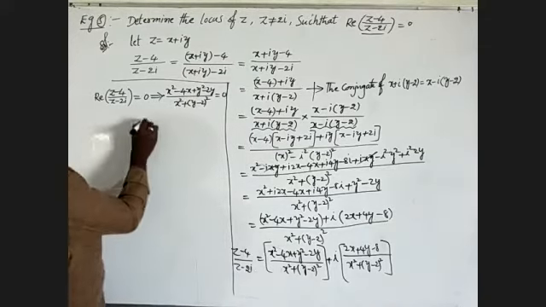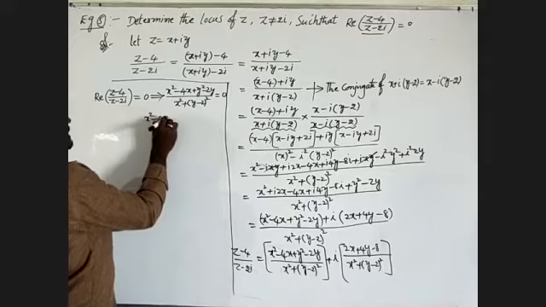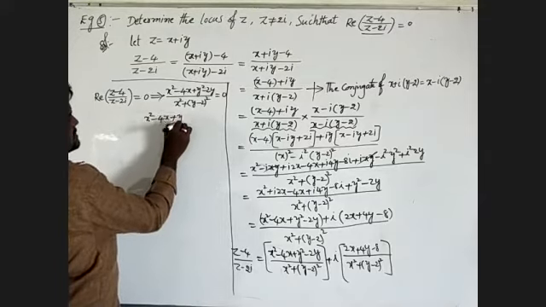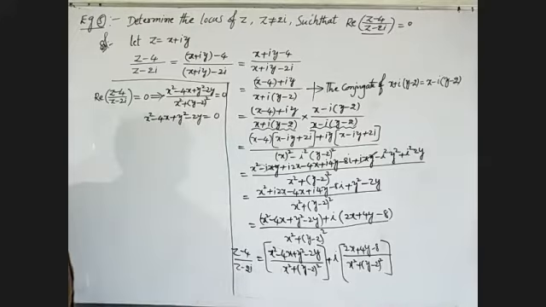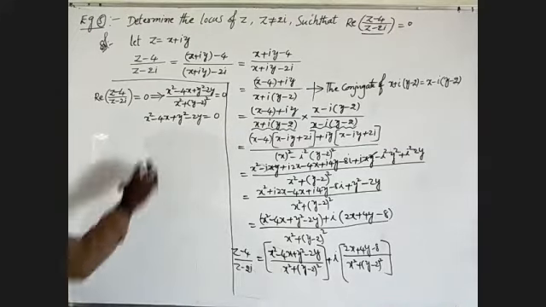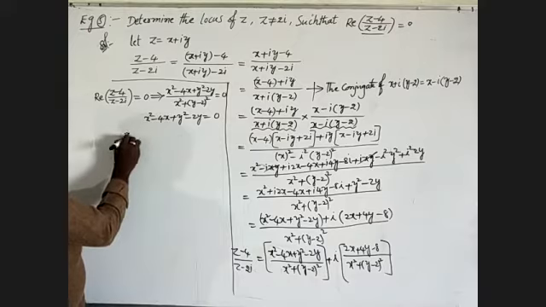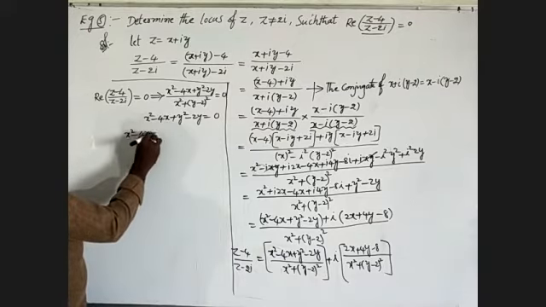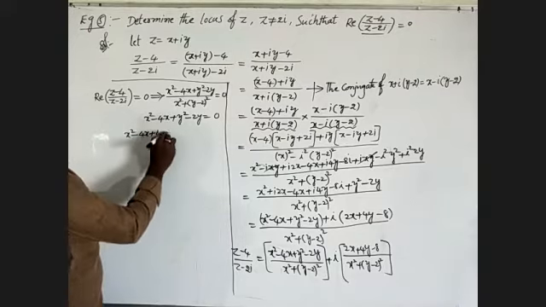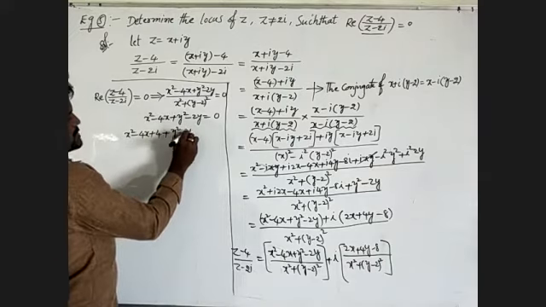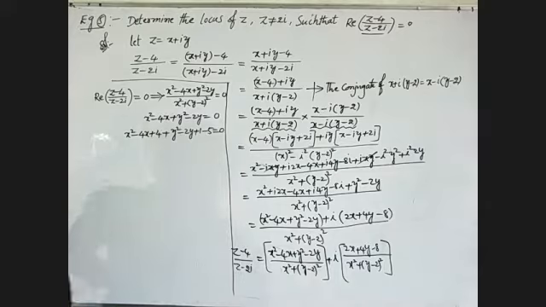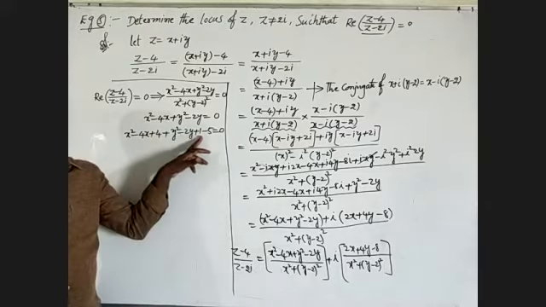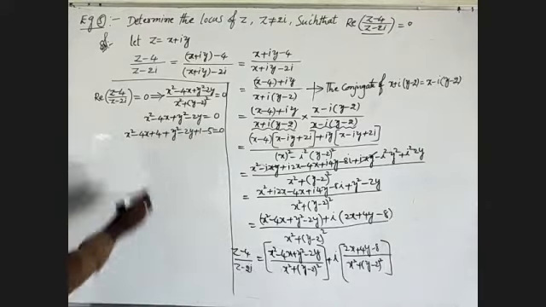That must be written as x square minus 4x plus y square minus 2y is equal to 0, since the denominator can be any nonzero value. I will write this as x square minus 4x plus 4, and again this as y square minus 2y plus 1, minus 5 is equal to 0. We observe in this one, 4 plus 1 is 5, 5 minus 5 will be 0.